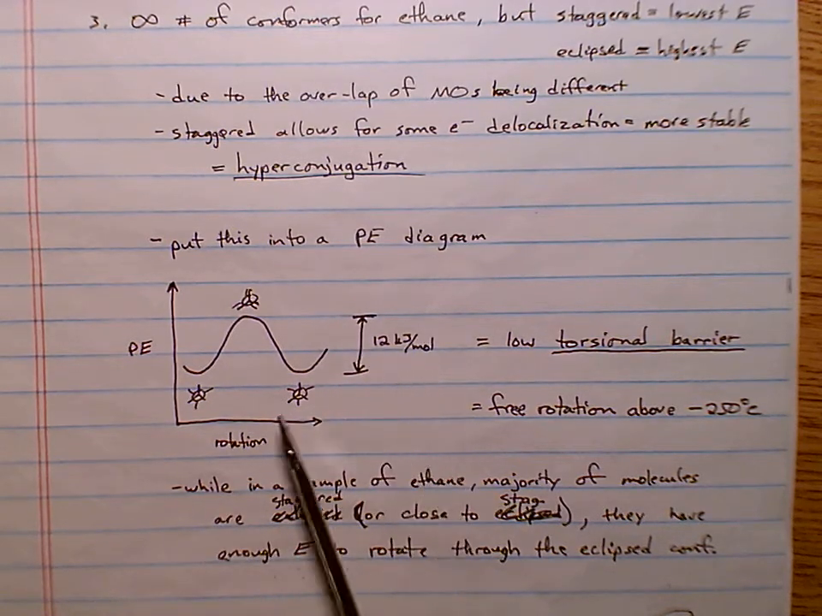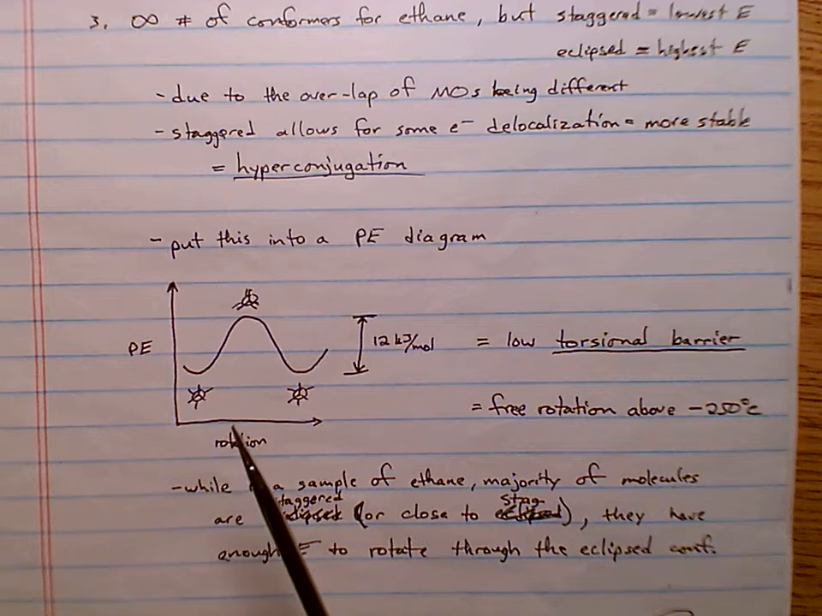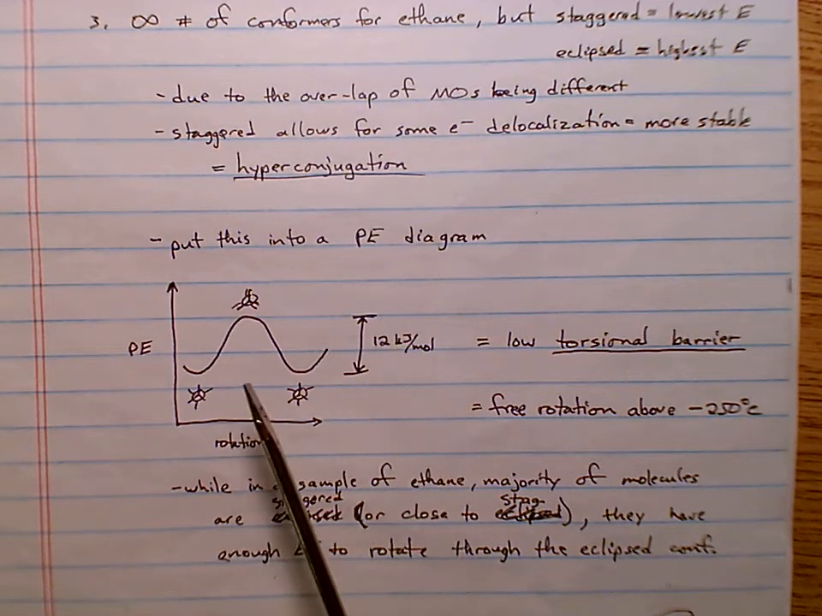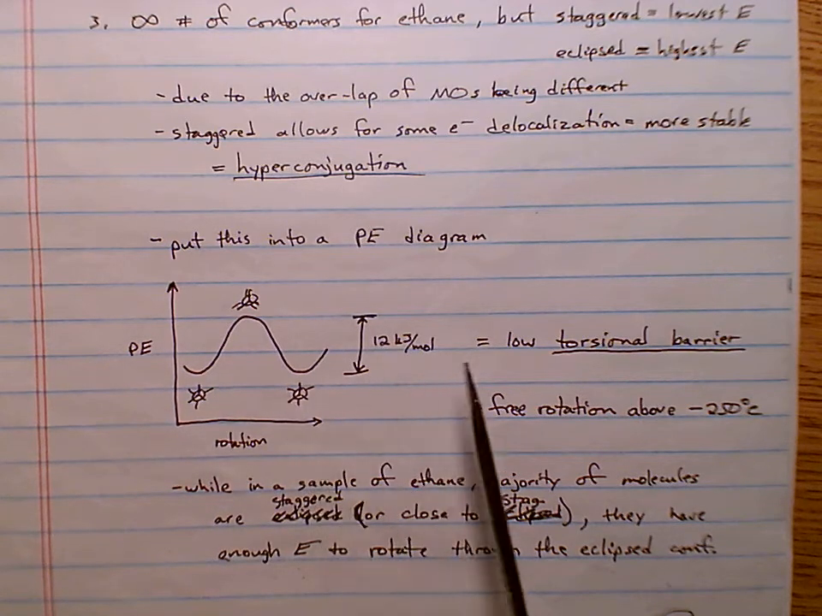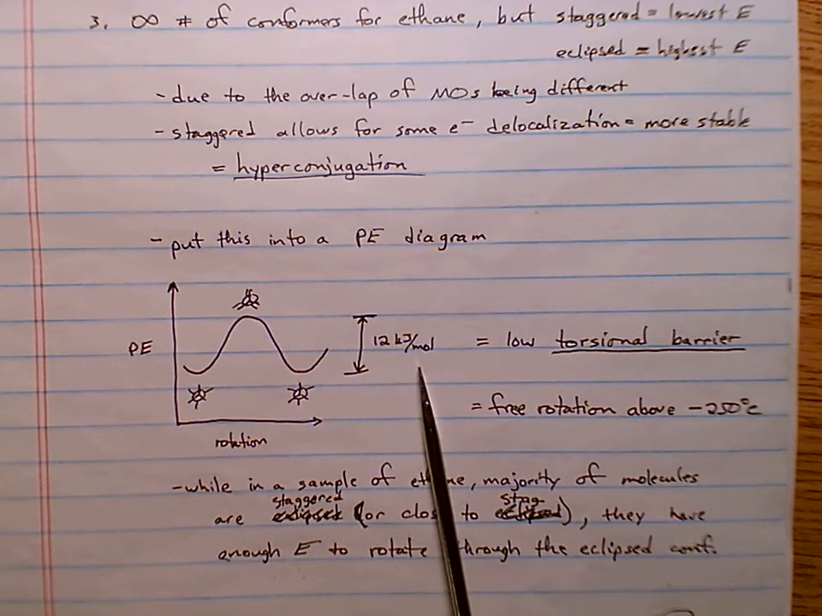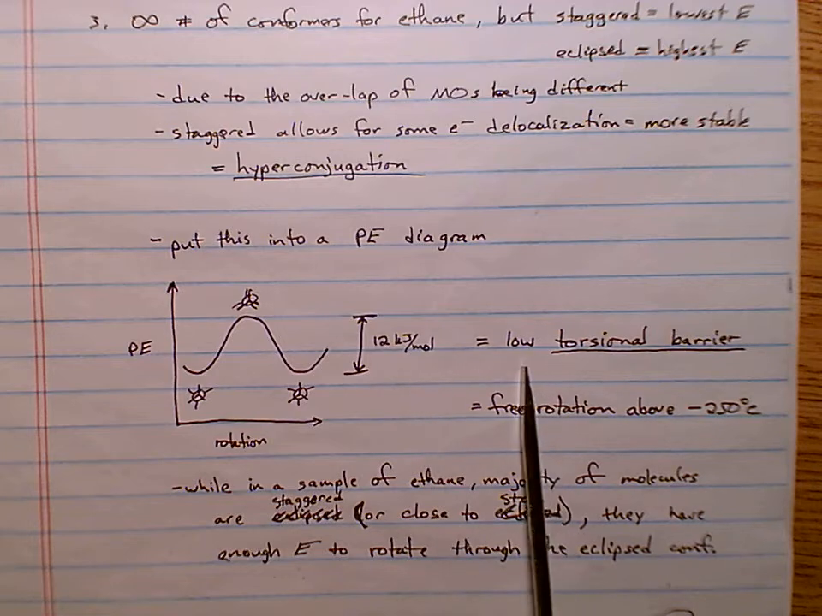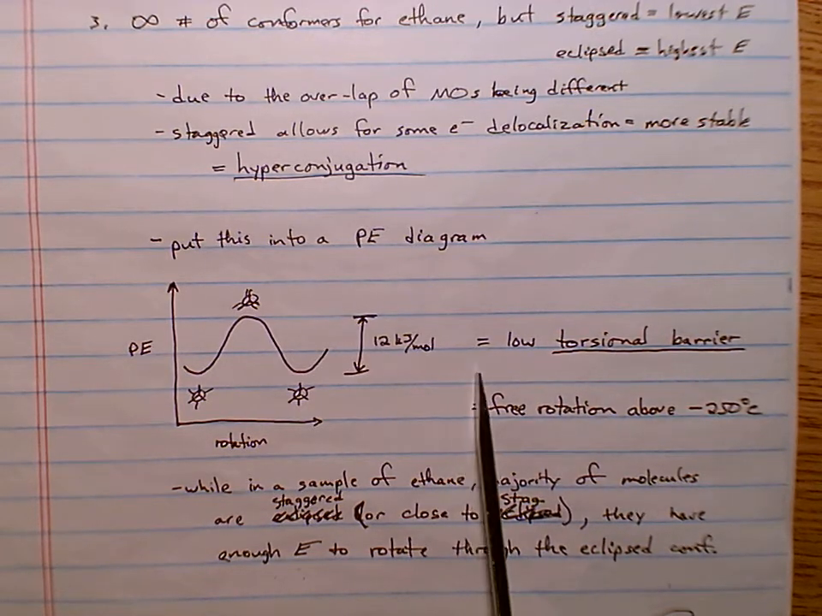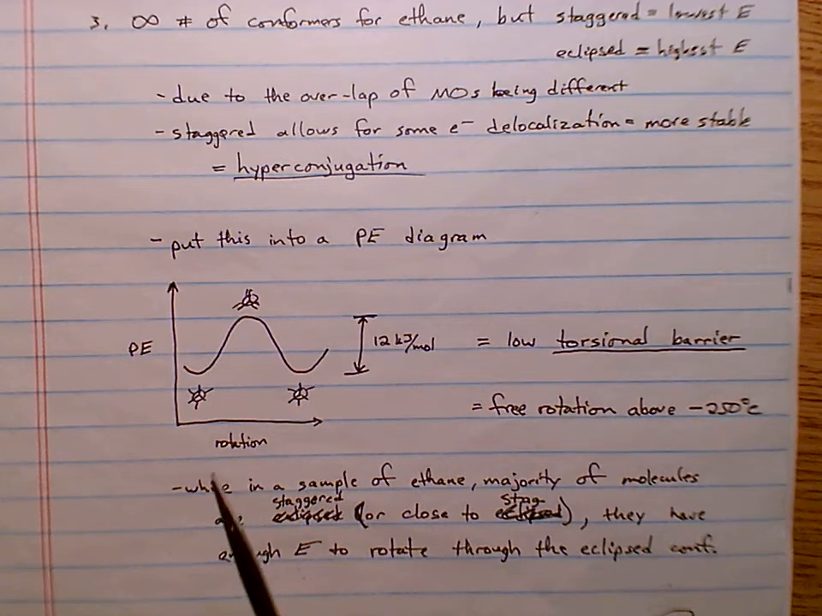This is a 12 kilojoule per mole energy barrier, and for ethane, where we got 2 carbons and 6 hydrogens, it's a 12 kilojoules per mole barrier. It's very low. We call that a torsional barrier because we're doing a rotation. So it's a very low torsional barrier.